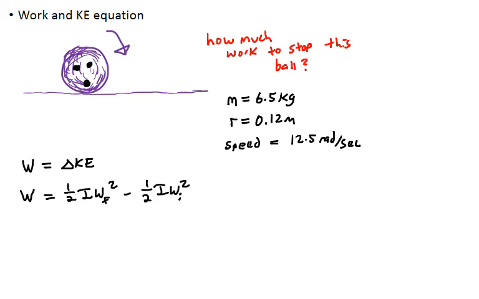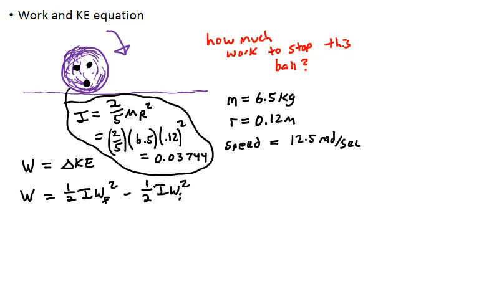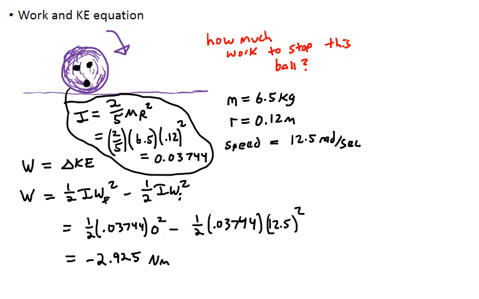All right, so we have work equals a change in kinetic energy. The moment of inertia for a sphere is 2/5 mr squared, and so the moment of inertia is 0.03744, and we should get negative 2.925 newton meters as the work to slow this, or to stop this rotationally.